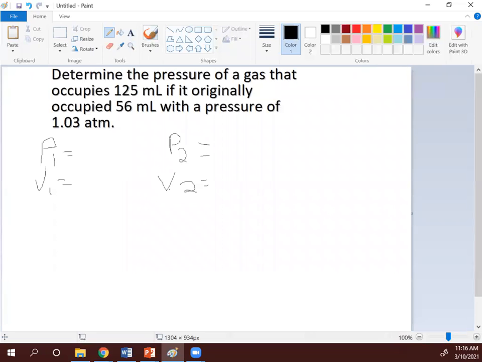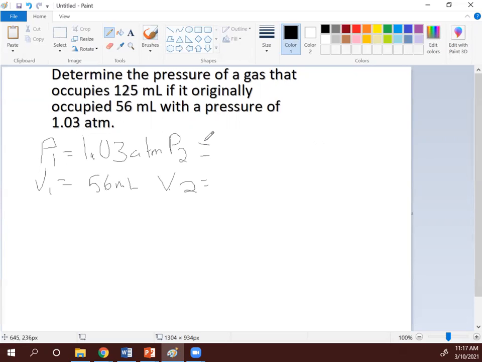All right, so what is my original pressure? No, ma'am. My original pressure is not 125. It's 1.03. If you put a question mark, that's fine. But it doesn't matter which one's P1, P2 as long as they go with each other. My P1 is 1.03 ATM. What's my volume at 1.03 ATM? 56 milliliters. So as long as 1.03 and 56 go together, they can both be the twos, okay?